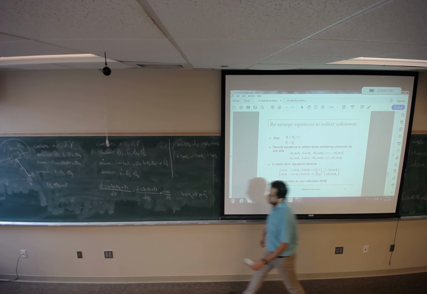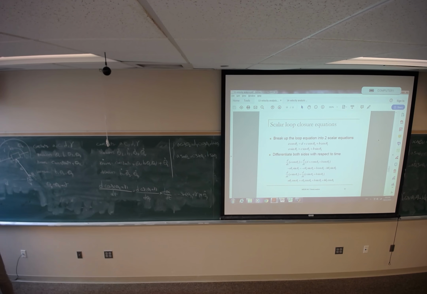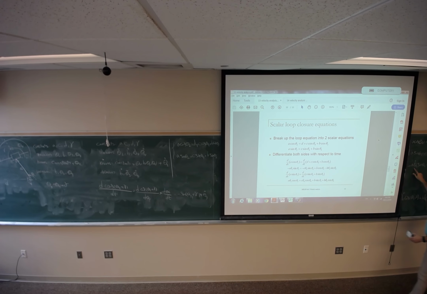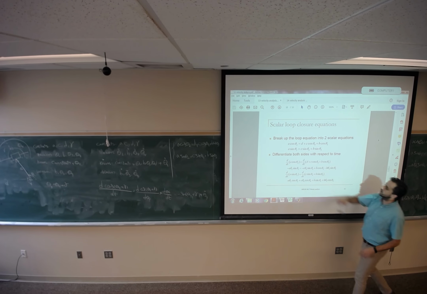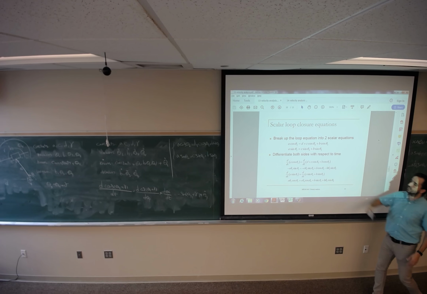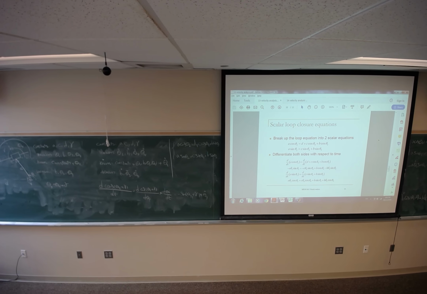Back to the previous page. Just look at this first line. Negative A omega 2 sine of theta 2 equals 0 minus C omega 4 sine of theta 4 plus this part, B dot cosine of theta 3, which is theta 4 plus gamma, minus B theta dot 3, which is equal to theta dot 4, sine of theta 4 plus gamma, which is theta 3. It's going to be this equation.